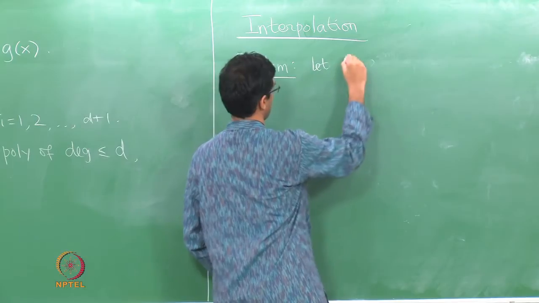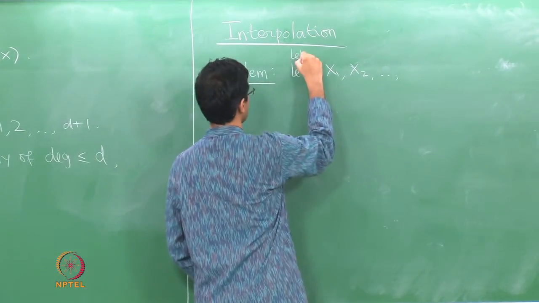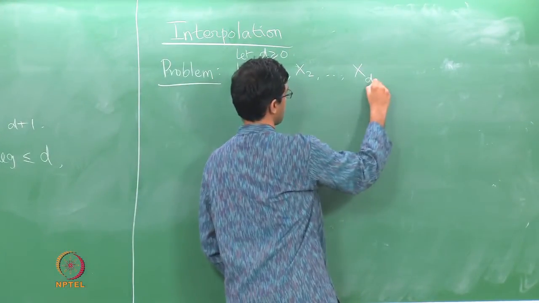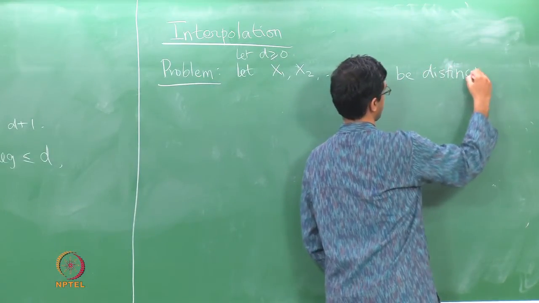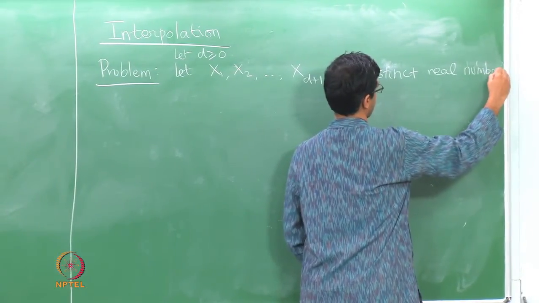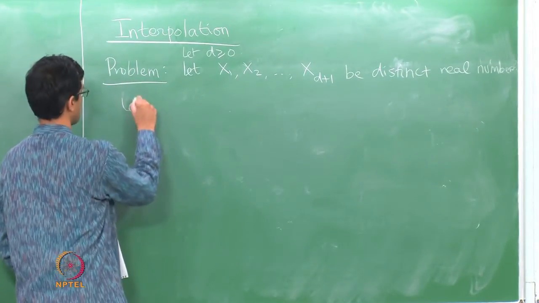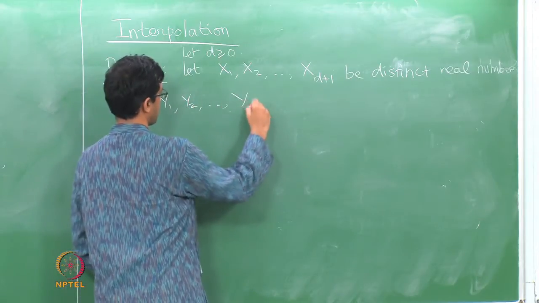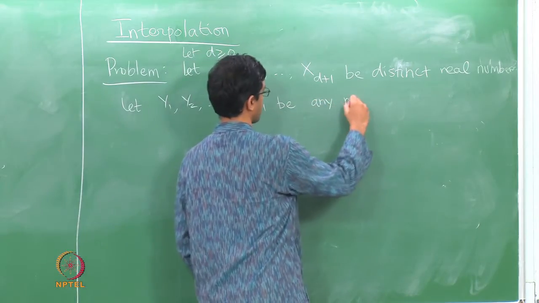Let d be a positive or non-negative integer. Let x1 through xd plus 1 be distinct real numbers, those are the points at which I will prescribe some values. And what are those values? Let y1, y2, through yd plus 1 be any real numbers, I do not need them to be distinct.